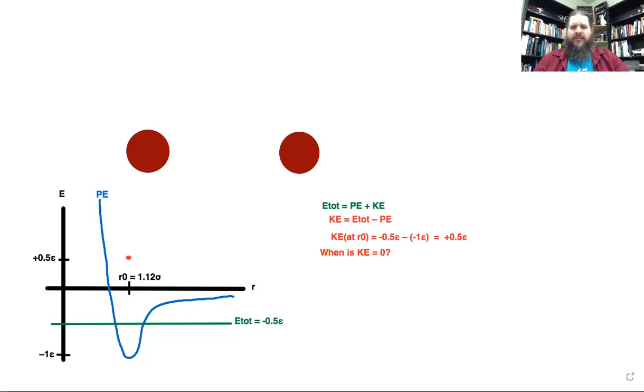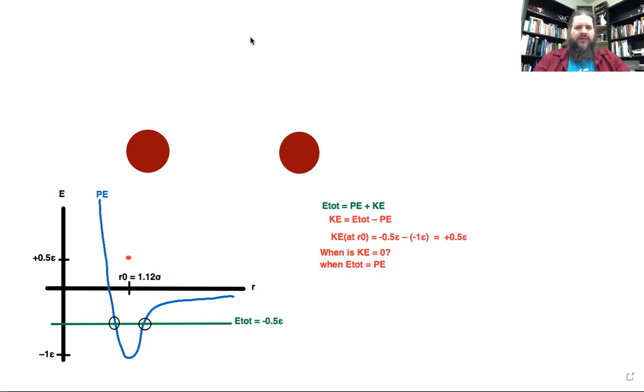What has to be true to make kinetic energy 0 here? When potential energy and E total equal each other, in this case -0.5 epsilon, E total minus itself would be 0. So if we look for any locations on the graph where potential energy matches E total, those will be the locations where the kinetic energy is 0. In this case, that looks like it'll be here and here. We've got 2 locations where E total matches potential energy.